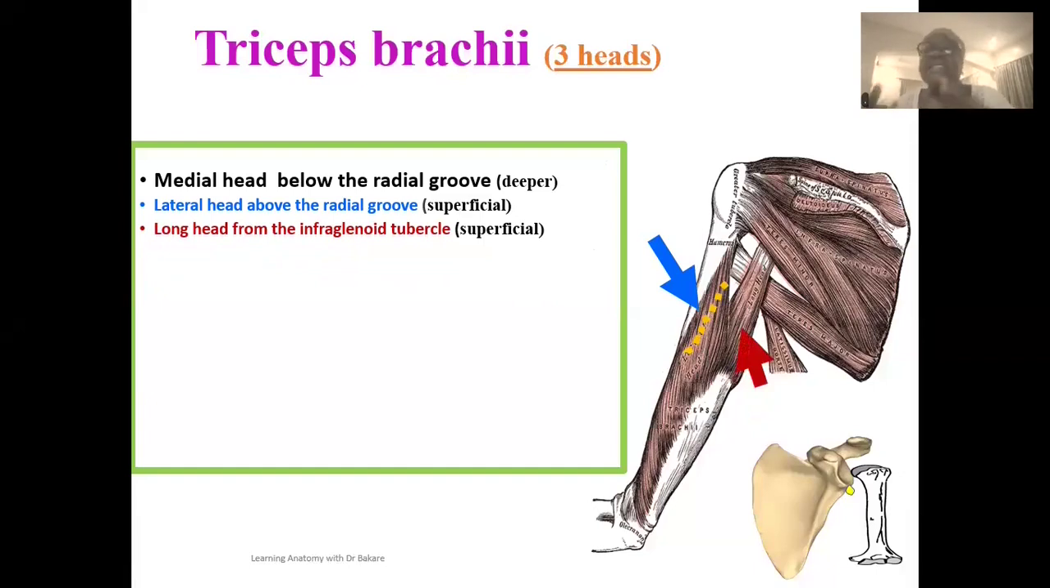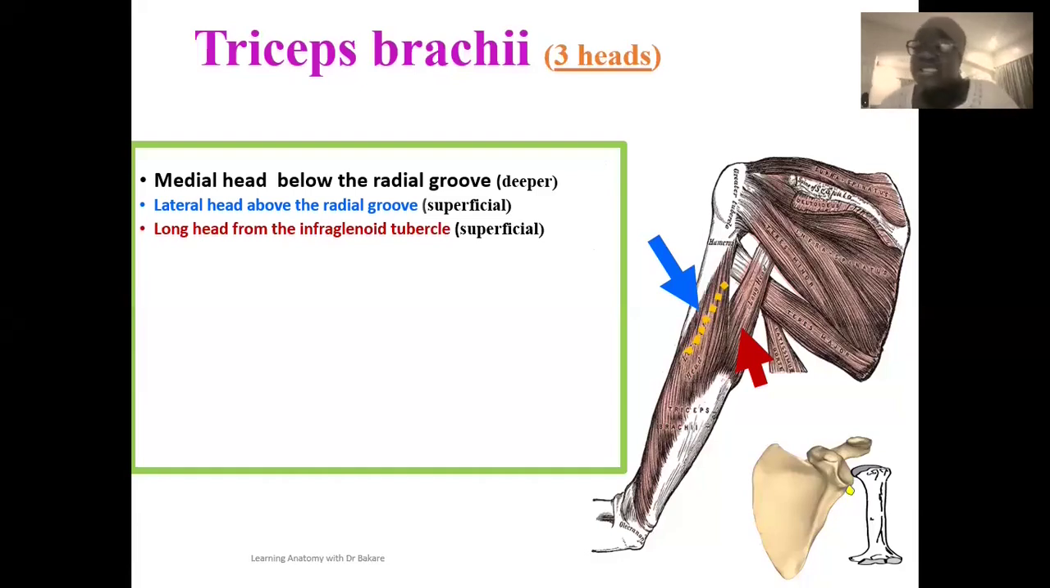The long head is seen to emerge, originate from the infraglenoid tubercle. Don't forget we described the supraglenoid tubercle in our previous slide when we tried to establish the origin of the long head of the biceps brachii muscle. We say that it originates from the supraglenoid tubercle. We also highlighted that for us to have the supraglenoid tubercle, we should expect to have an infraglenoid tubercle, which is the tubercle that is located at the inferior part of the glenoid fossa or the glenoid cavity. And this is what creates the origin site for the long head of the triceps brachii.